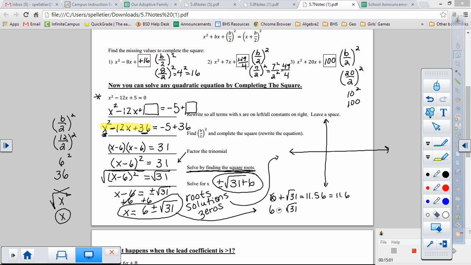So we have 6 minus the square root of 31. So you're going to plug that into your calculator and you're going to get negative 0.43. These are the two places where your parabola crosses the x. So negative 0.43 we'll put here, and maybe 11.6 we'll put here. And so your parabola would cross in those two places. So those are your solutions. This is the process of completing the square.